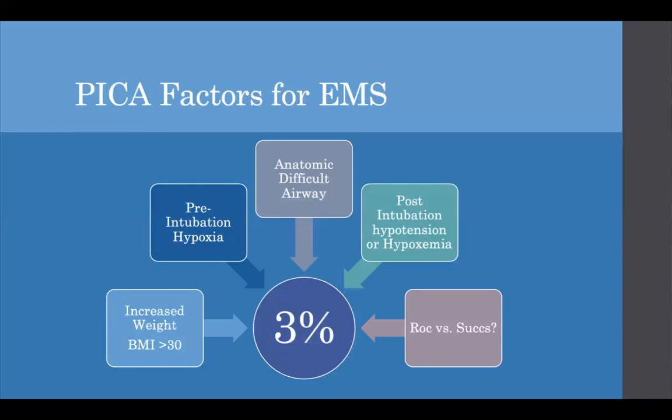A few factors stuck out here. Increased weight: patients who had a BMI over 30. This circles back to the incidence of hypoxia as well. Knowing that these large patients are at high risk for hypoxia, they're also at high risk for cardiac arrest. Pre-intubation hypoxia, so that makes sense, right? But then also anatomic difficulties. If it takes you longer to get the tube because you're struggling with some anatomically difficult airway features, it's more likely that the patient will become hypoxic and then have a hemodynamic collapse.